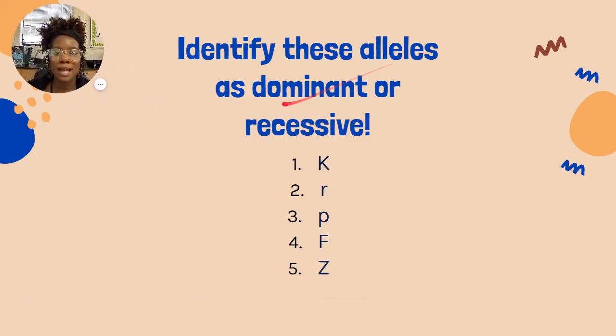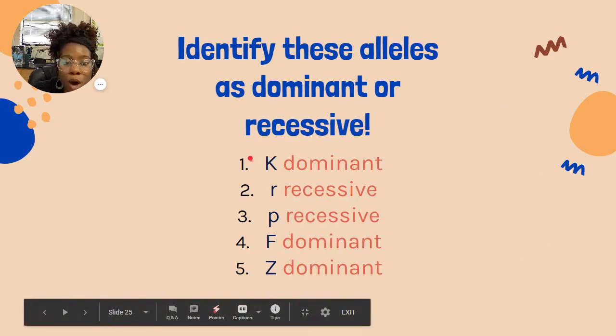Identify these alleles as dominant or recessive. So for K, would you say that's dominant or recessive? Well, it's a capital letter, so it's going to be dominant. How about R? Recessive, it's a lowercase letter. P, recessive, lowercase letter, exactly, and so forth. Here's to check your answers. So all capital letters are going to be representing a dominant allele, while the lowercase letters are going to represent recessive alleles.